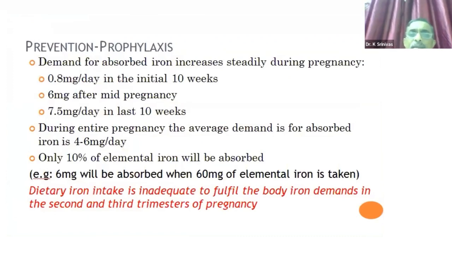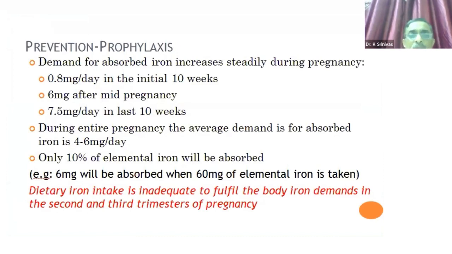So how do we prevent this condition? It's one of the conditions which is highly preventable. Please understand, whenever we talk about maternal mortality and the cause for maternal mortality, if you find that anemia was a pre-existing condition, in most of the cases, it would be a preventable mortality, preventable death of the mother.